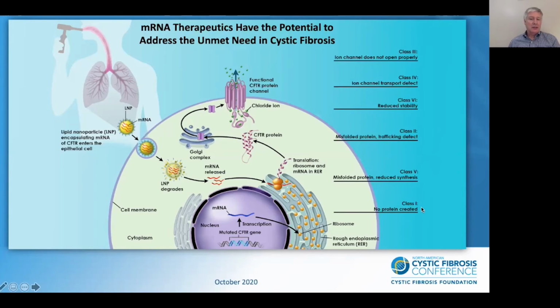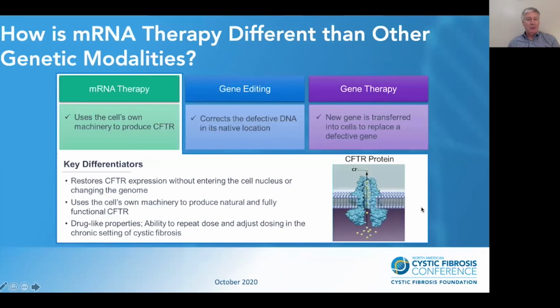From this point, the cellular machinery takes over, essentially translating the CFTR mRNA and creating protein, and that protein is transported to the cell surface as would happen in a healthy lung cell. As you can see, we've also included the genome here because mRNA is not the only way you could achieve the expression of an intact normal CFTR protein. There are these other genetic modalities. However, our mRNA approach is distinct from both, say, gene editing and gene therapy, which are shown here.